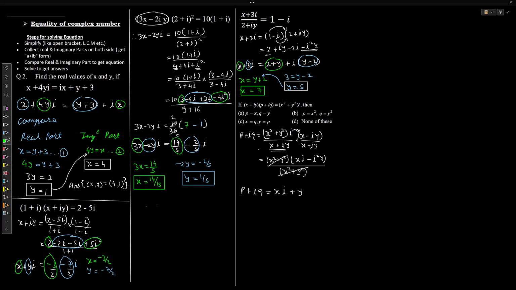That's why writing in standard form is so important, right? Your right hand side is not in standard form. Basically, we have to rearrange like y + ix. So compare real part, we'll get p equal to y, and from imaginary part, we will get q equal to x, which is given in option C.